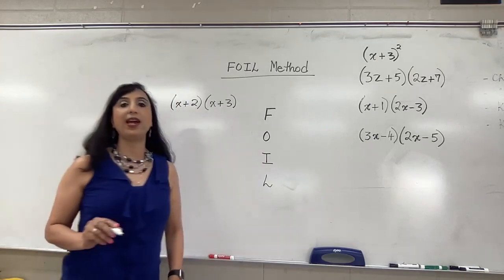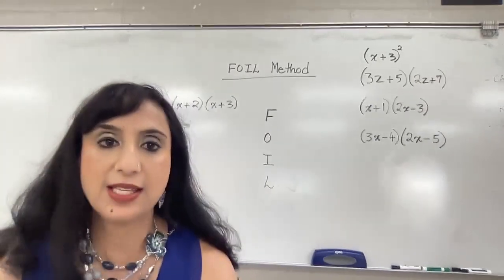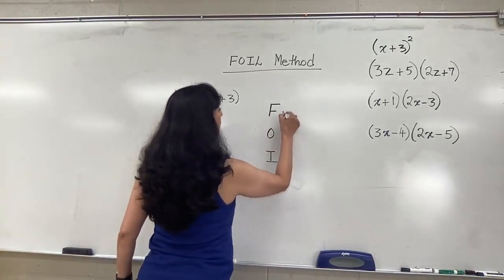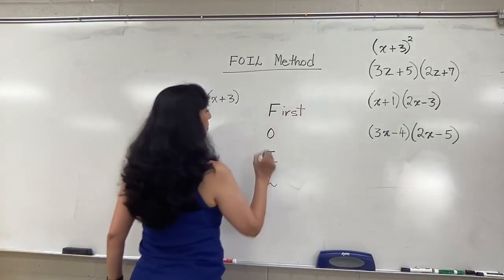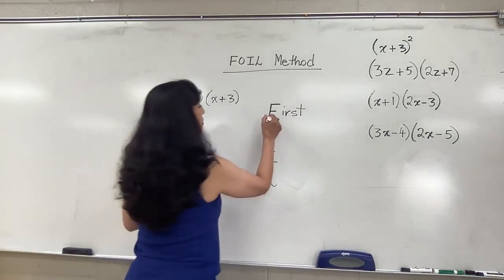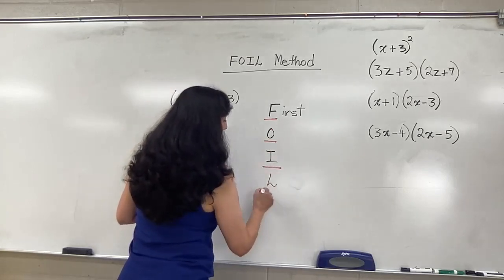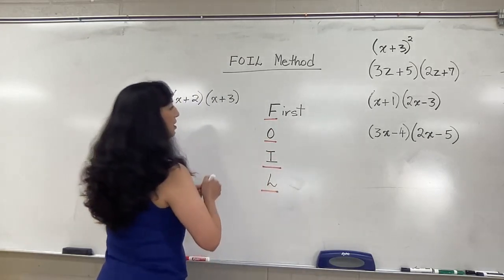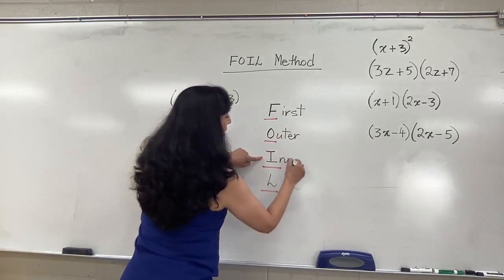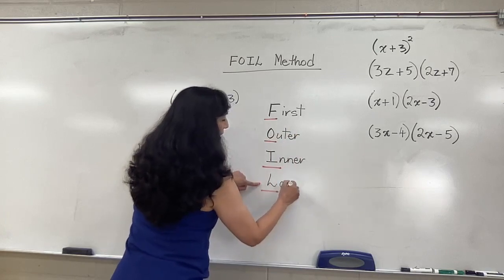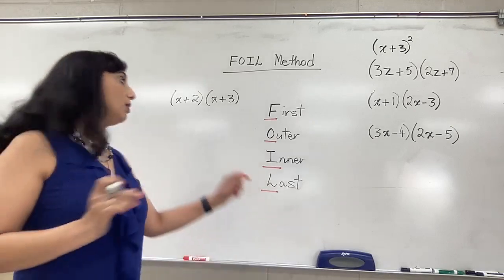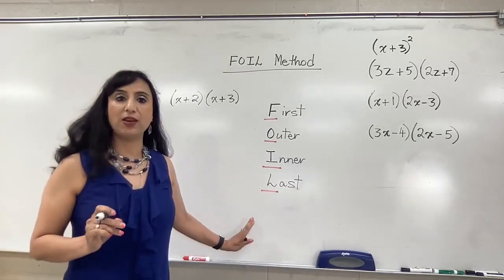FOIL. All right. The F stands for the first terms. O is for the outer terms. So I'm just going to put this so you can see what I'm doing. This is I, this is L. So first terms, outer terms, I is for the inner terms and L is for the last terms. This is the order that we follow. That's why it's called FOIL.